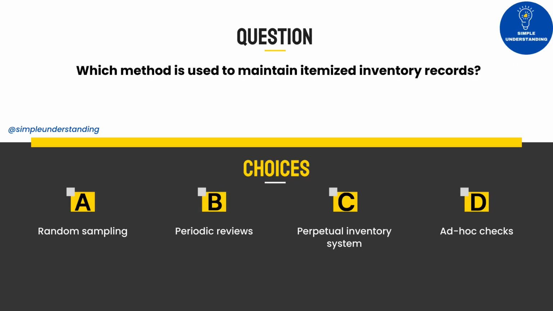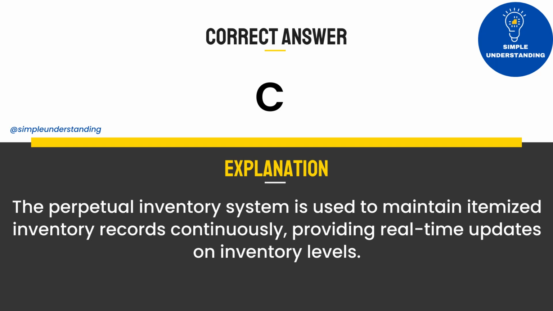9. Which method is used to maintain itemized inventory records? A. Random sampling. B. Periodic reviews. C. Perpetual inventory system. D. Ad hoc checks. Correct answer, C. Overall explanation. The perpetual inventory system is used to maintain itemized inventory records continuously, providing real-time updates on inventory levels.